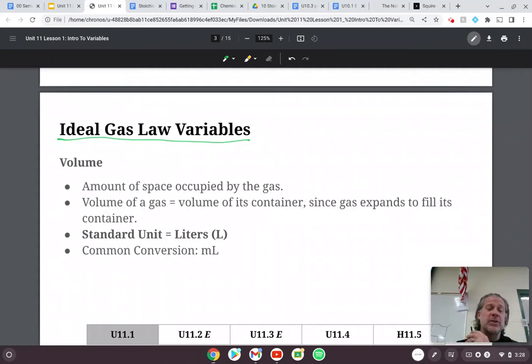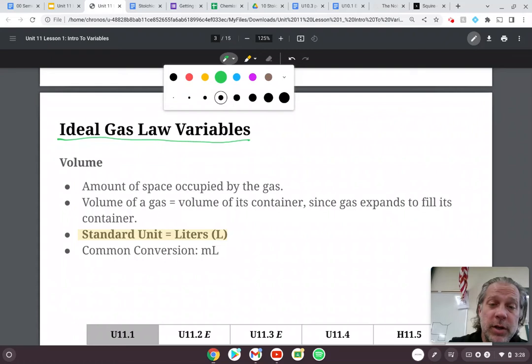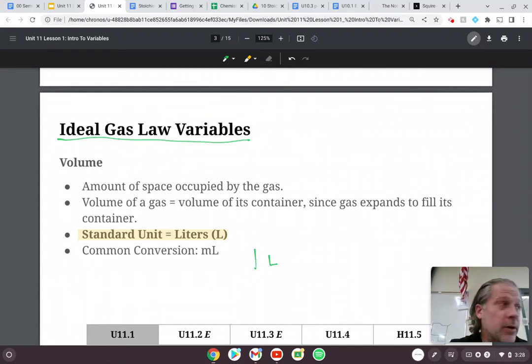There is a standard unit of measure, which is the liter. So in this case, this is our standard unit of measure. And sometimes you're going to be asked to convert from liters to milliliters. And in order to convert from liters to milliliters, you need to remember the relationship that 1 liter of anything is equal to 1,000 milliliters of that anything. So volume is one of the measurable quantities of a gas.